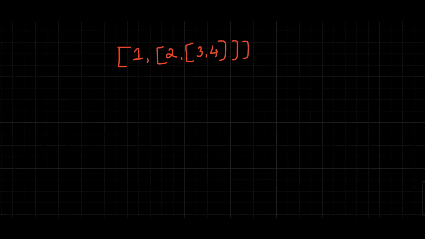Now, to understand the algorithm, we have taken this nested list. Here, we have one element, 1. The second element is another list. The third element is 2. The fourth element is another list. And the fifth and the sixth elements are integers. So here, if we perform the flatten operation, this list will become 1, 2, 3, and 4. This is the desired output.